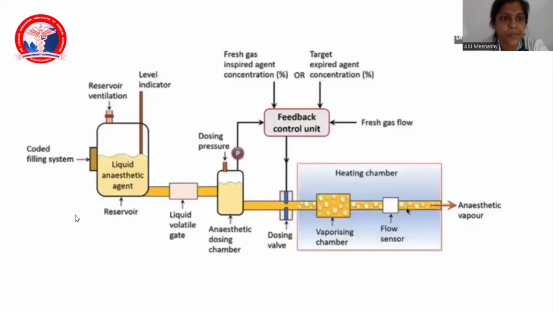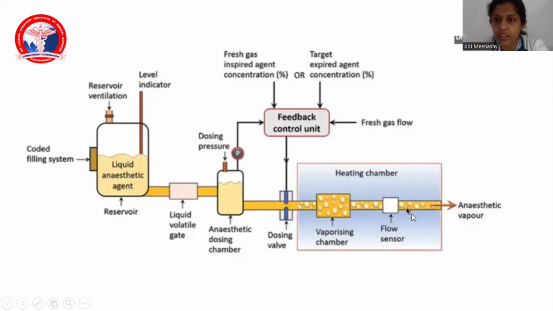So here it is. The liquid anesthetic agent is being filled in the reservoir. You can see the level indicator outside. Whatever liquid anesthetic agent is required will come out. The anesthesia dosing chamber is there. Here the liquid becomes vapor. Dosing valve, the vaporizing chamber: the liquid is being converted into a vapor in a heating chamber.